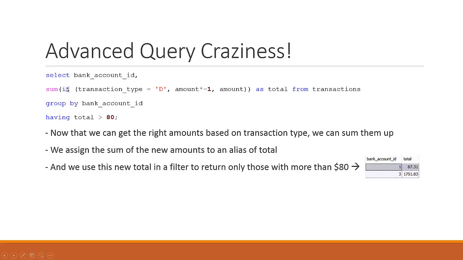Okay, so again, all that's going on here is that we have a control flow function inside of a select statement, which is also wrapped inside of an aggregate function, which is called sum. We are grouping by bank account ID, which means we're grouping by customers. We are not grouping by transaction type because we want to sum together the 2 different types of transactions. We're only grouping by customers.